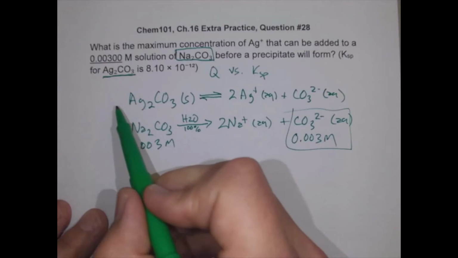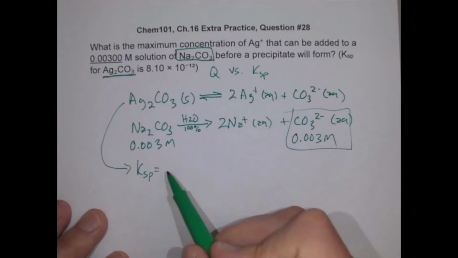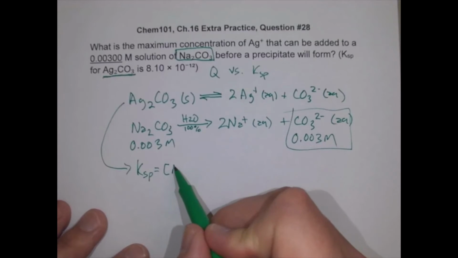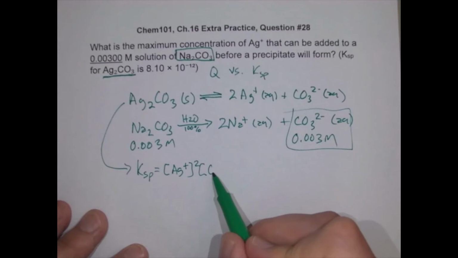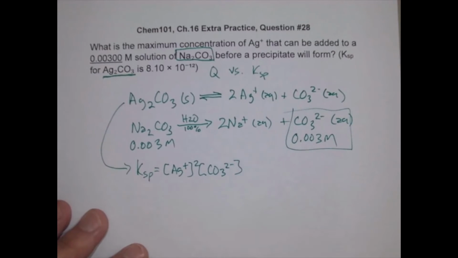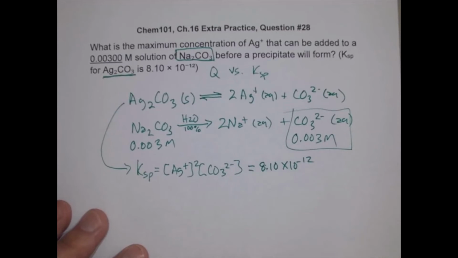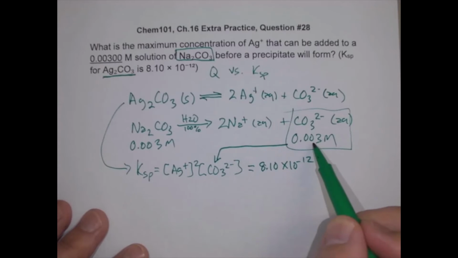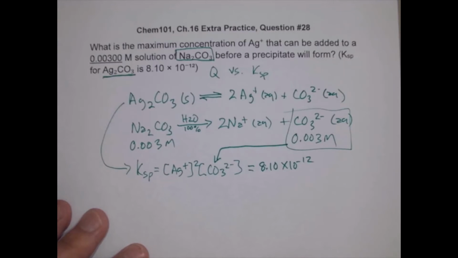So now I'm going to write an expression for the Ksp of this reaction. It's products over reactants where the coefficients become exponents and you leave out solids and pure liquids. So the concentration of this product, silver, needs to be squared because of the 2, times the concentration of the carbonate. And I know what that is equal to: 8.1 times 10 to the minus 12. The other thing that I know is this carbonate ion concentration. It is 0.003. So the only thing I don't really know is the silver ion concentration, what it could be.